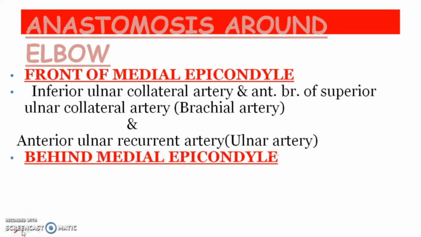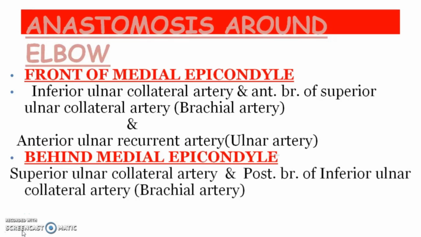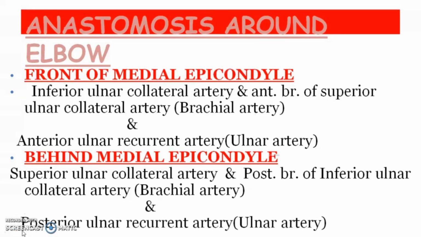Now we will see the anastomosis happening behind this medial epicondyle. In front of the medial epicondyle we have seen, now we are going to see behind the medial epicondyle. It is by means of the superior ulnar collateral artery and a branch from the inferior ulnar collateral artery of the brachial artery. Anastomosing with them, we have another branch coming from the ulnar artery, that is the posterior ulnar recurrent artery.